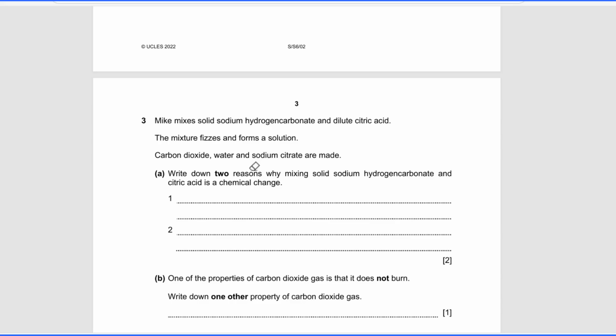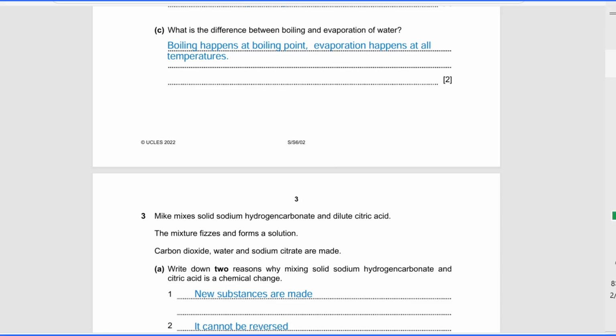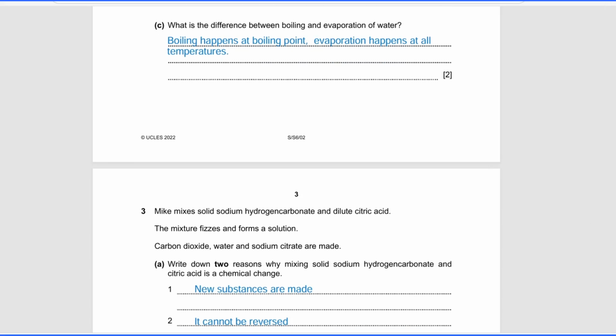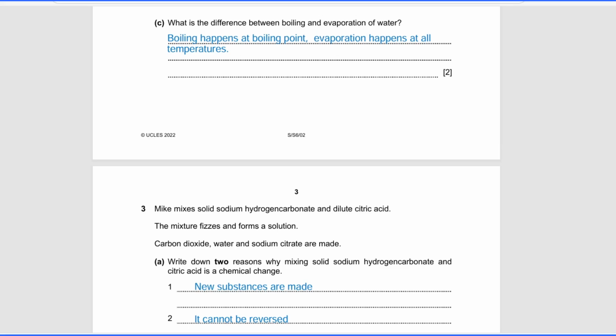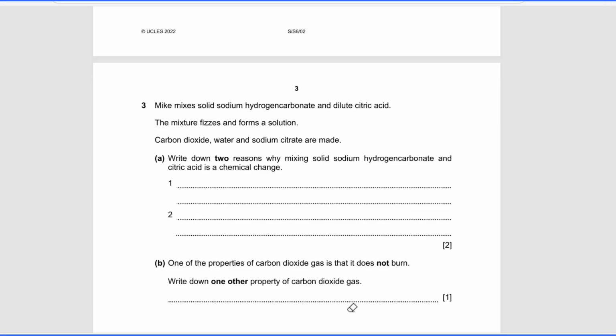Right, if you have not finished, you may pause this video. Let's open up the answer. So for the answer, we can write new substances are made. We see carbon dioxide, water, and sodium citrate are new substances, and the reactants are sodium hydrogen carbonate and dilute citric acid. While number 2, it cannot be reversed. Okay, that is a chemical change. Let's move on. Now we are in question 3b.